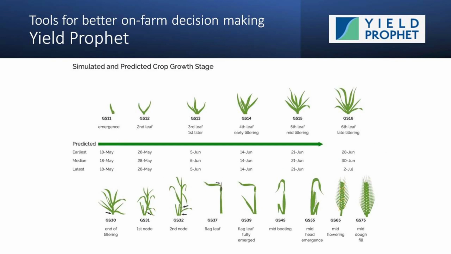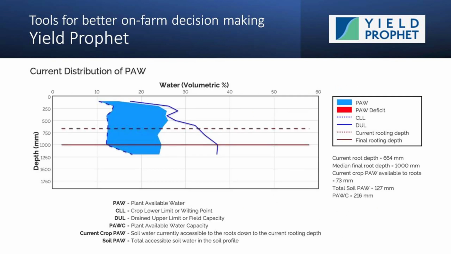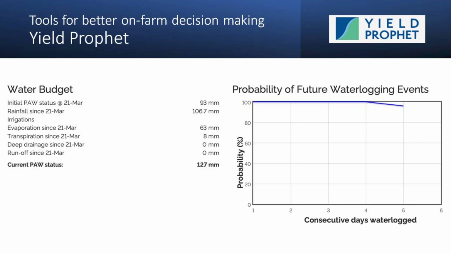Yield Profit simulates and predicts crop growth stage. This can be used at critical times to assist in spraying and fertiliser input decisions. In this chart, Yield Profit displays plant available water down the soil profile as well as rooting depth. Yield Profit can also provide information on the probability of future waterlogging events.